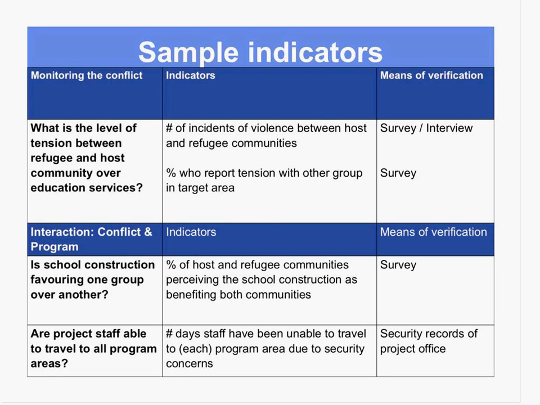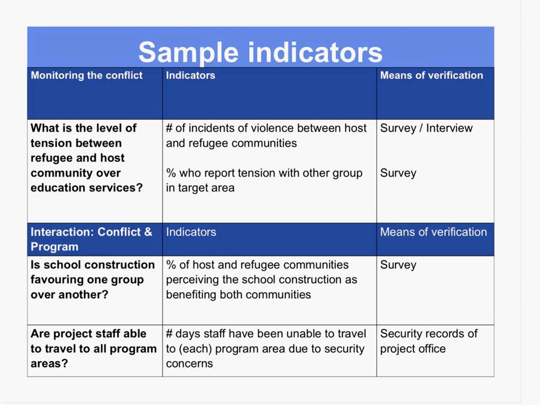More specifically about this, here's a table that shows some quantitative indicators for conflict sensitivity. The question might be, what is the level of tension between refugee and host community over education services? And a good indicator may be the number of incidents of violence between host and refugee communities, or who report tension with the group in the target area. This information can certainly be useful, but we want to expand it by also asking some qualitative questions.